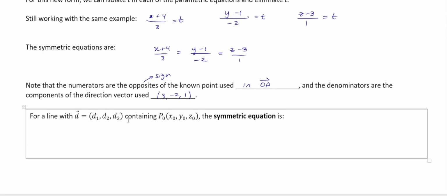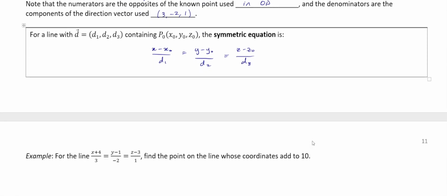So for a line with the direction vector components d1, d2, d3 containing point x0, y0, z0, the symmetric equations are as follows: x minus x0 all over the x component, y minus y0 all over the y component, and z minus z0 all over the z component right there. Okay? So these are your symmetric equations. These are the components of the direction vector, and these right here have the opposite signs as the original point.